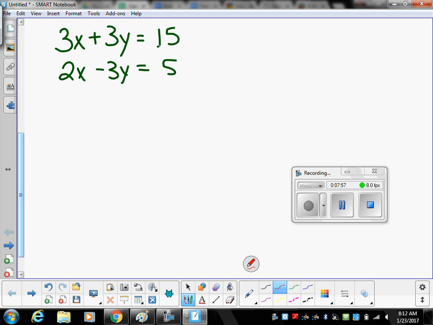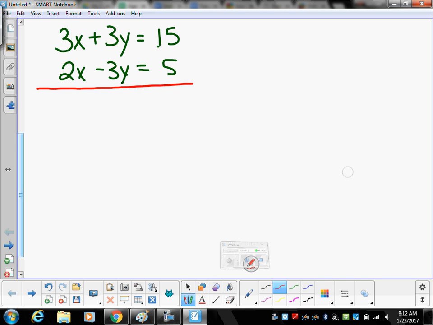We gotta get going. All right. So what's the first step here? Just add them because of what? Because the 3y and the negative 3y are opposites on the same variable. Okay? So that will eliminate the y. So 3x plus 2x is 5x. The y's cancel out, and then 15 plus 5 is 20. So you got 5x equals 20.